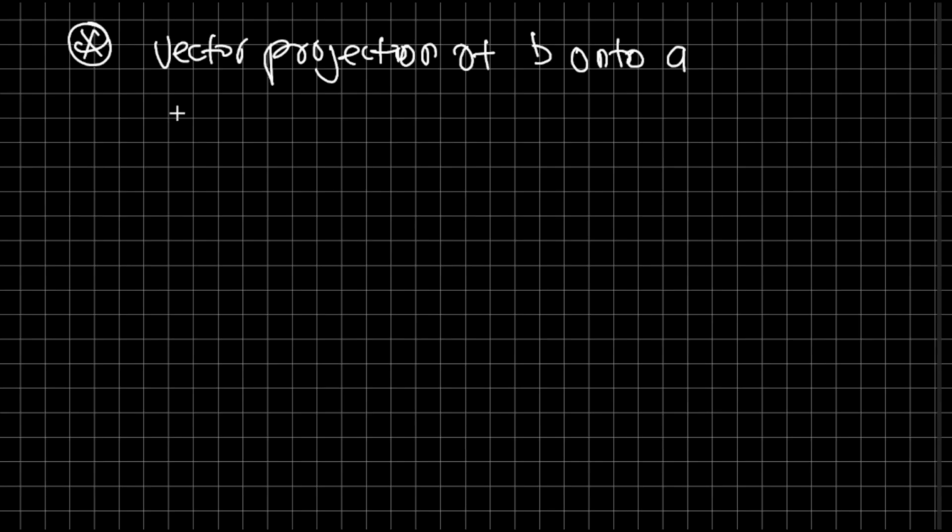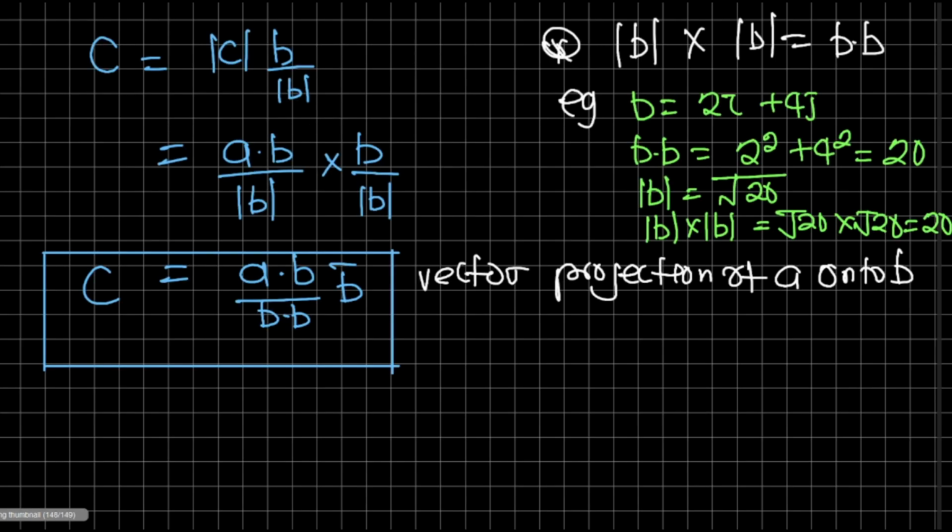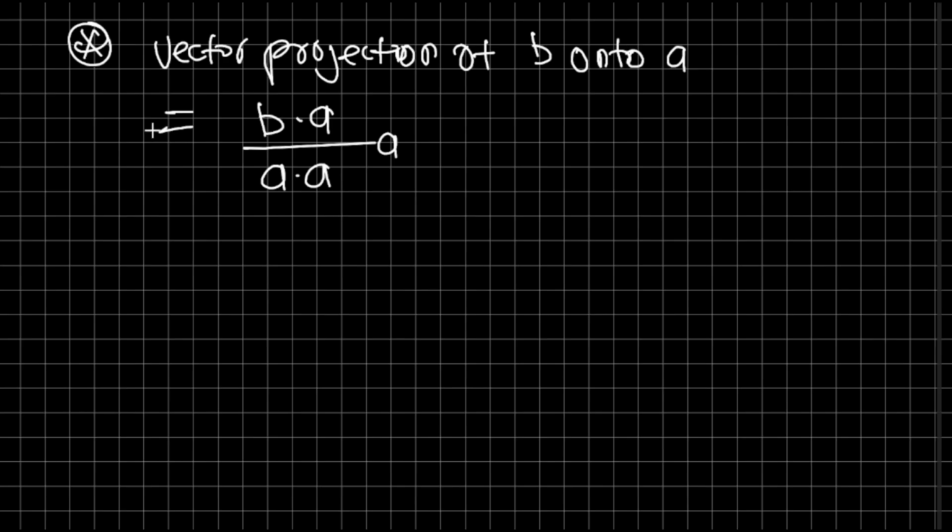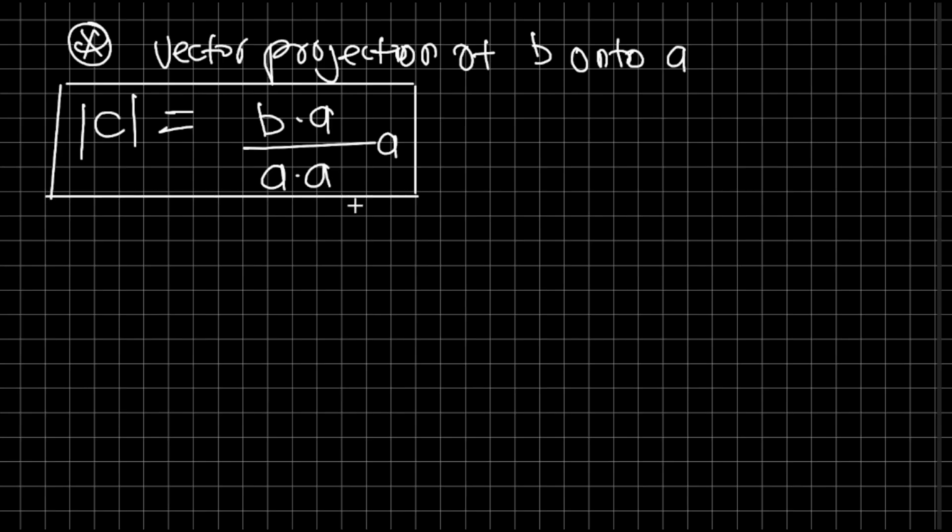The projection of B onto A is given as B dot A all over A dot A multiplied by A. That's as we have A dot B over B dot B multiplied by B. So this is how you can change the formula and solve examples. So let's see examples here.